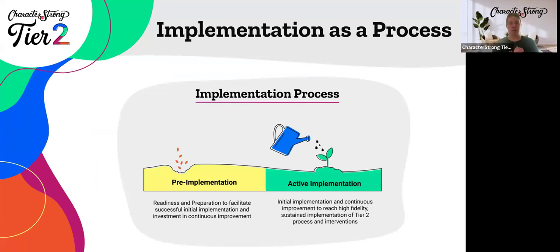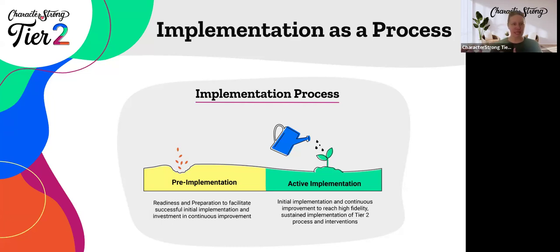What we know is that implementation of anything, obviously today we're focused on tier two, but this is true for anything you're implementing in your system, is that it is a process. And that process does have to begin with what we consider pre-implementation work, and that's where readiness falls. This is making sure that we are preparing our system, we're preparing our people, and we are actually investing time in this because we don't want our efforts to fail.